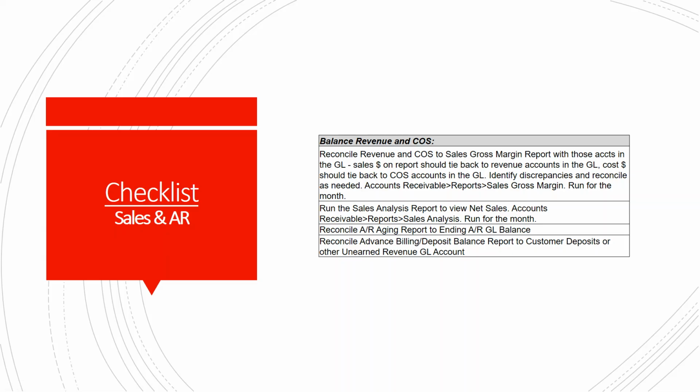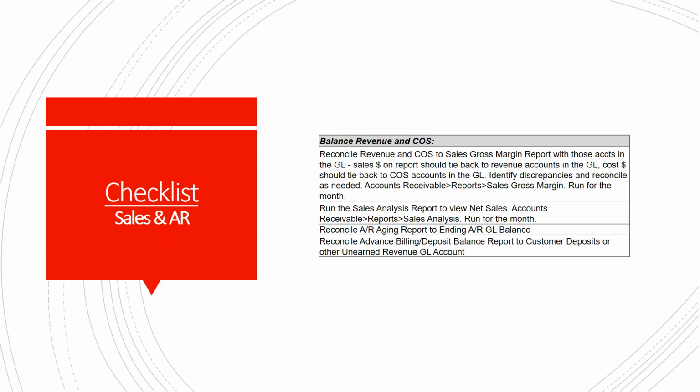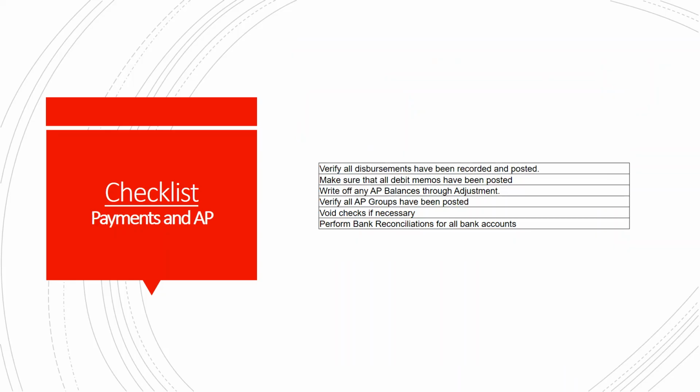Just like that, we also have them in our home screen right here. We have our aged receivables. We also have some chart versions of that embedded in our home screen, ship not invoice, advanced billing. So all of those are referenced here. The same would be applicable for the accounts payable side. We have our aged payables, received not invoice, advanced payment balances, which is what's coming up in this next slide in our presentation. So for verifying all those activities, we have all the transactions and reports available there in our home screen.